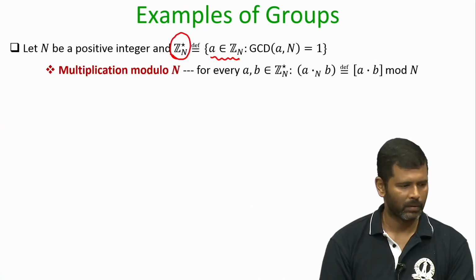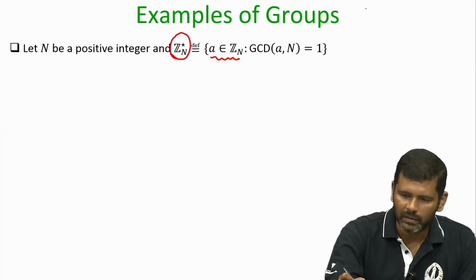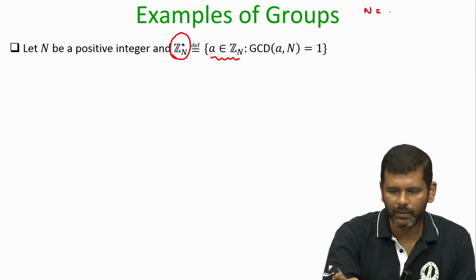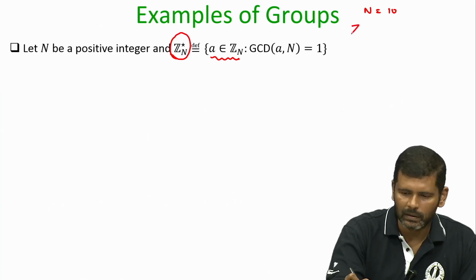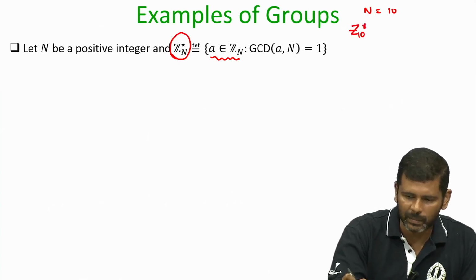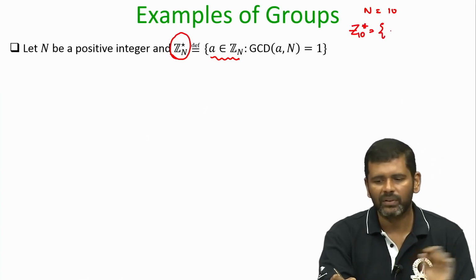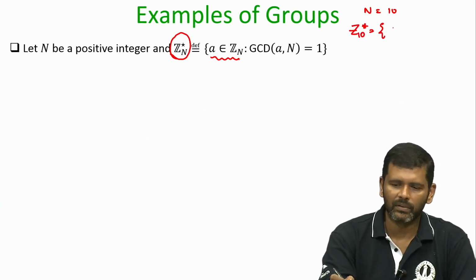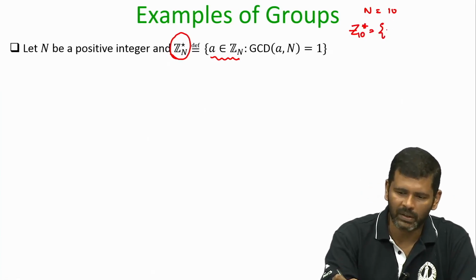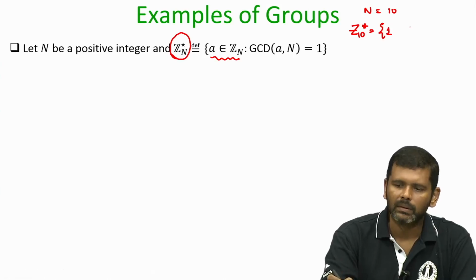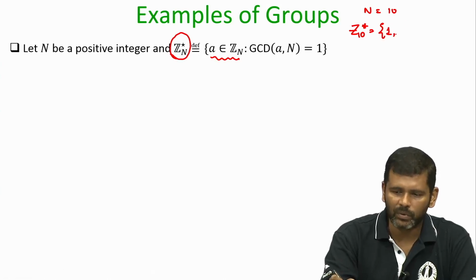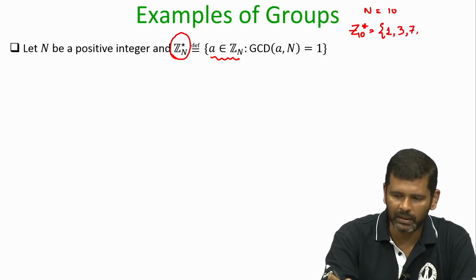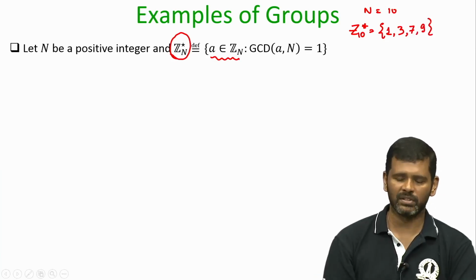Okay. So, for instance, if n is equal to 10, then my set Z 10 star will be the following. The value 0 will not be there because 0 is not co-prime to 10. The value 1 will be there because it is co-prime to 10, 2 will not be there, 3 will be there, 4 will not be there, 5 will not be there, 6 will not be there, 7 will be there, 8 will not be there, 9 will be there. So, this will be the value of Z 10 star.